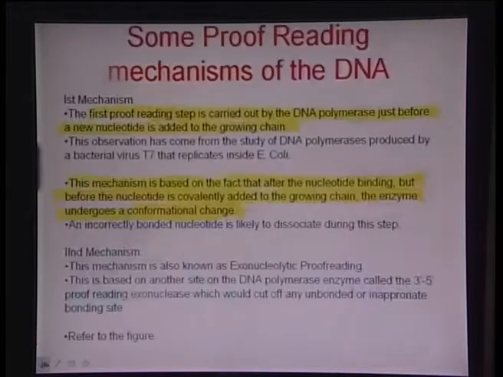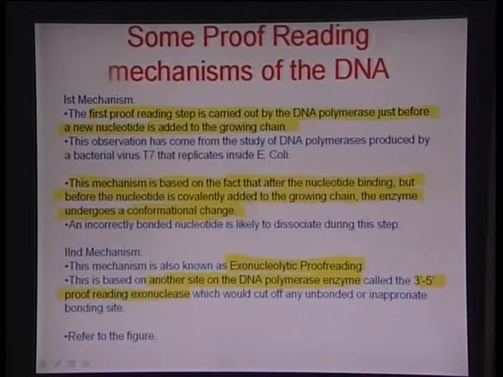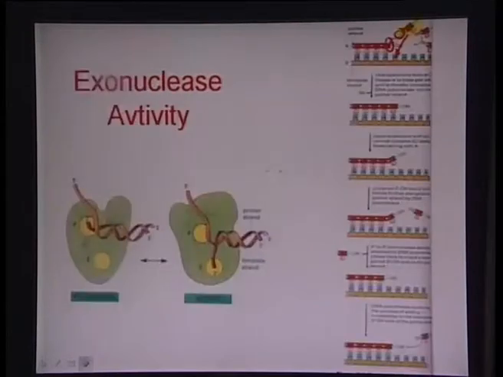Okay. The other mechanism which is of interest is also known as the exonucleolytic proofreading mechanism, and this happens because of the presence of another site on the DNA polymerase enzyme. This site is also called the 3' to 5' proofreading exonuclease, and it would cut off any unbonded or inappropriate bonding sites. So this is very finely illustrated here.